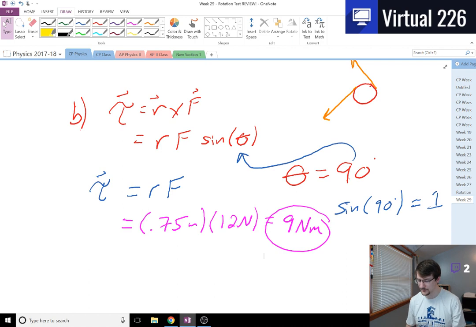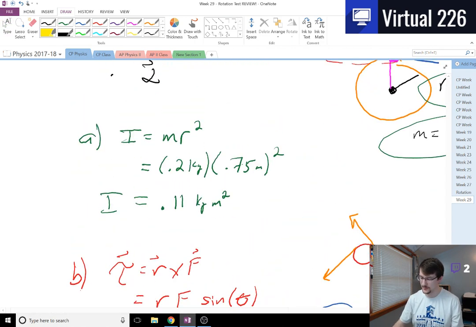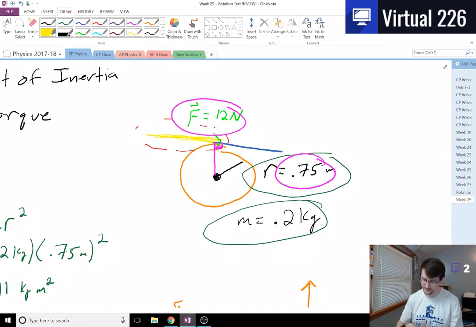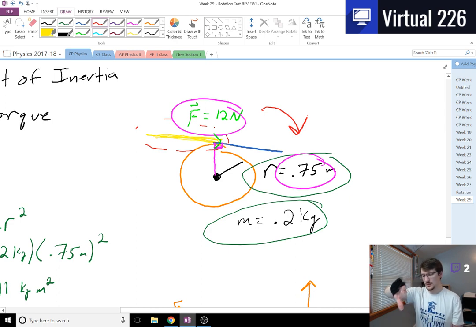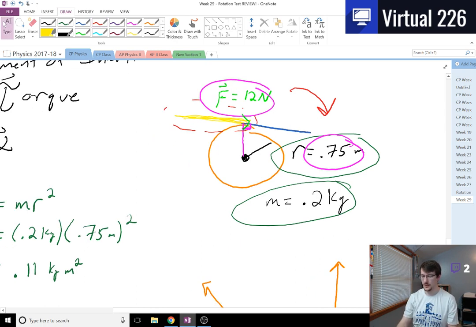If you wanted to think about what direction this torque is going in, I can imagine that this is rotating this way. And with that, I'm going to get a clockwise rotation.